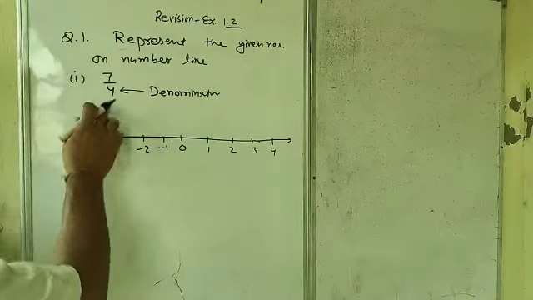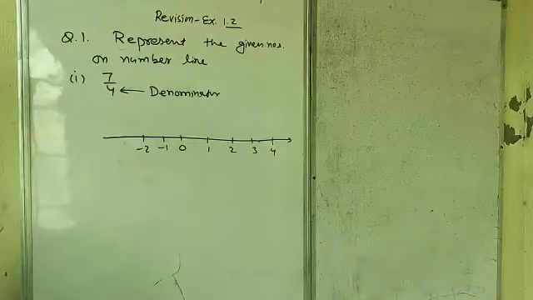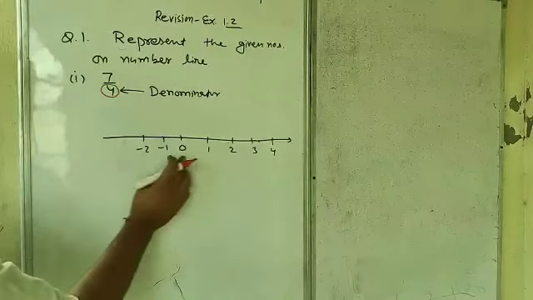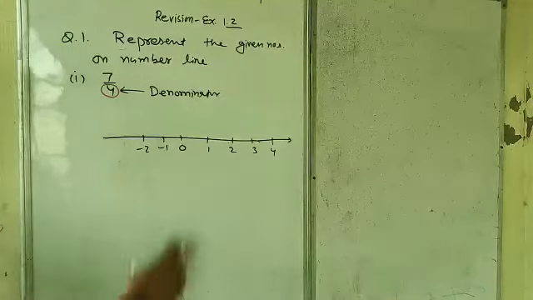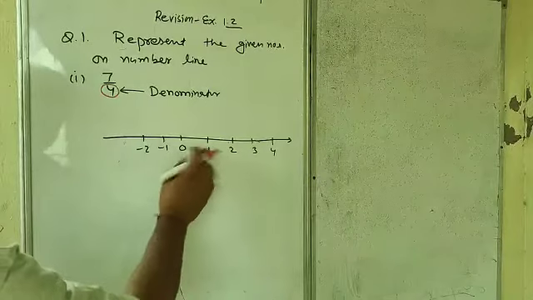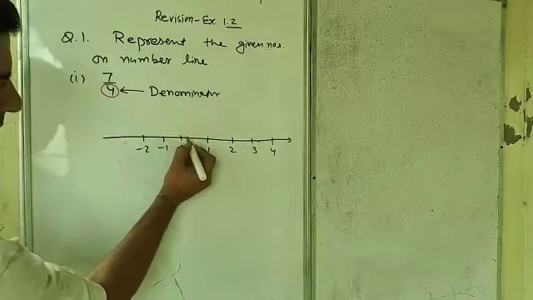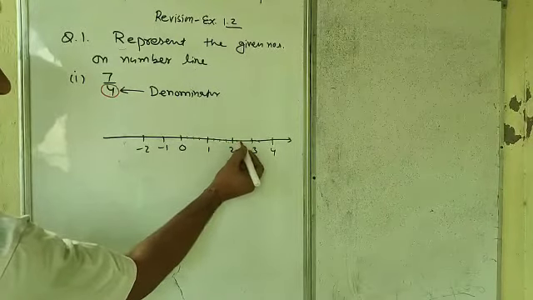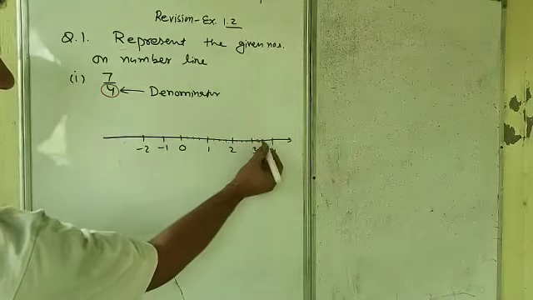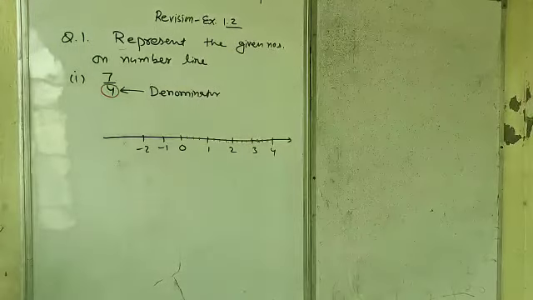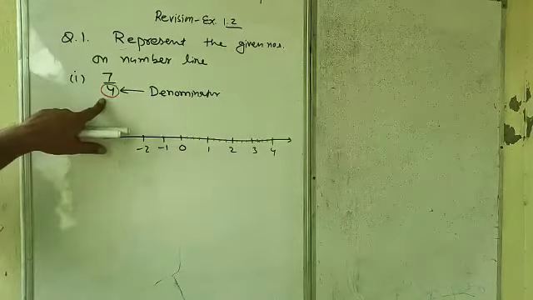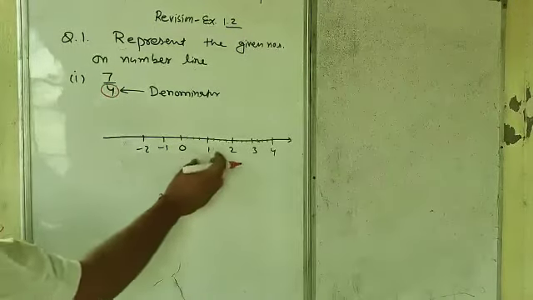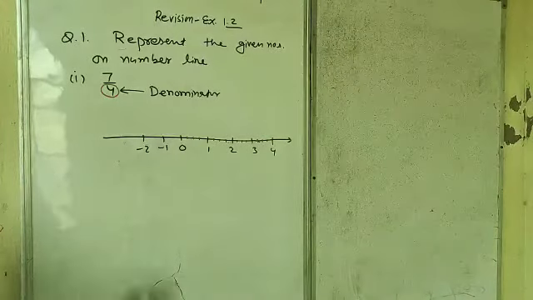Now its denominator is 4. So we have to make 4 parts of each section between every two consecutive integers. Now 0, 1, 2, 3, 4. 1, 2, 3, 4. Clear? Its denominator is 4, so we have to make 4 parts between each pair of consecutive integers.